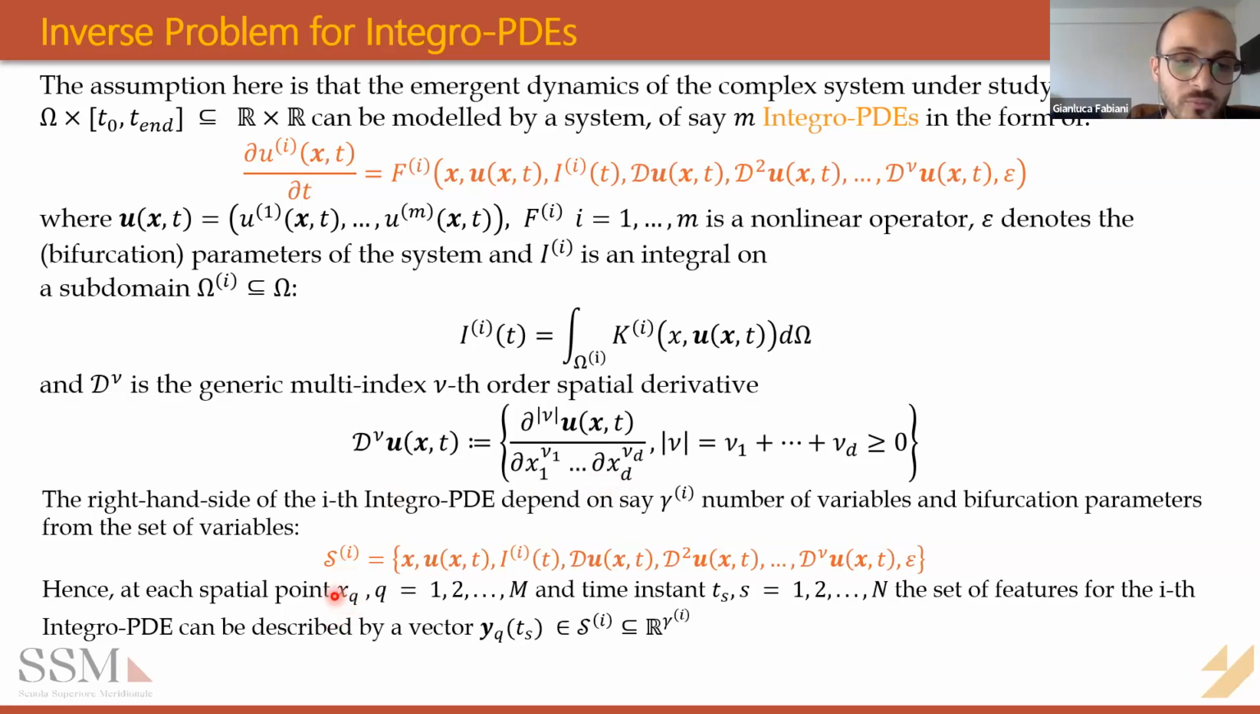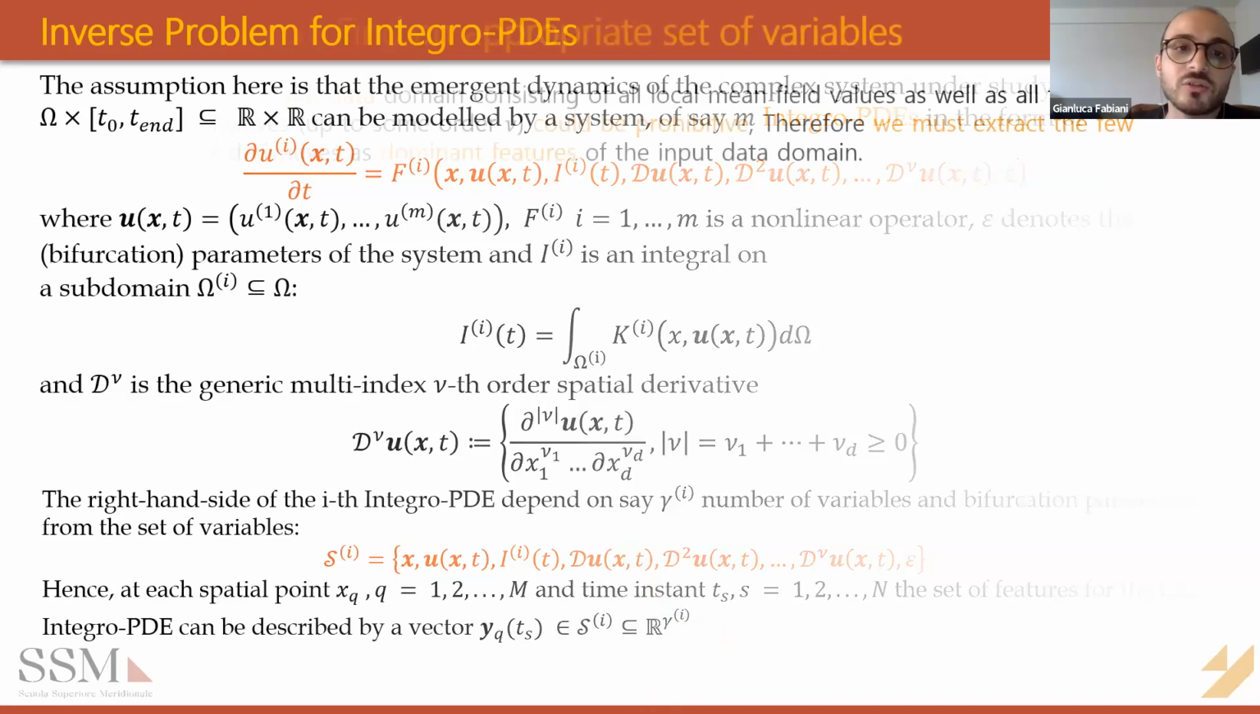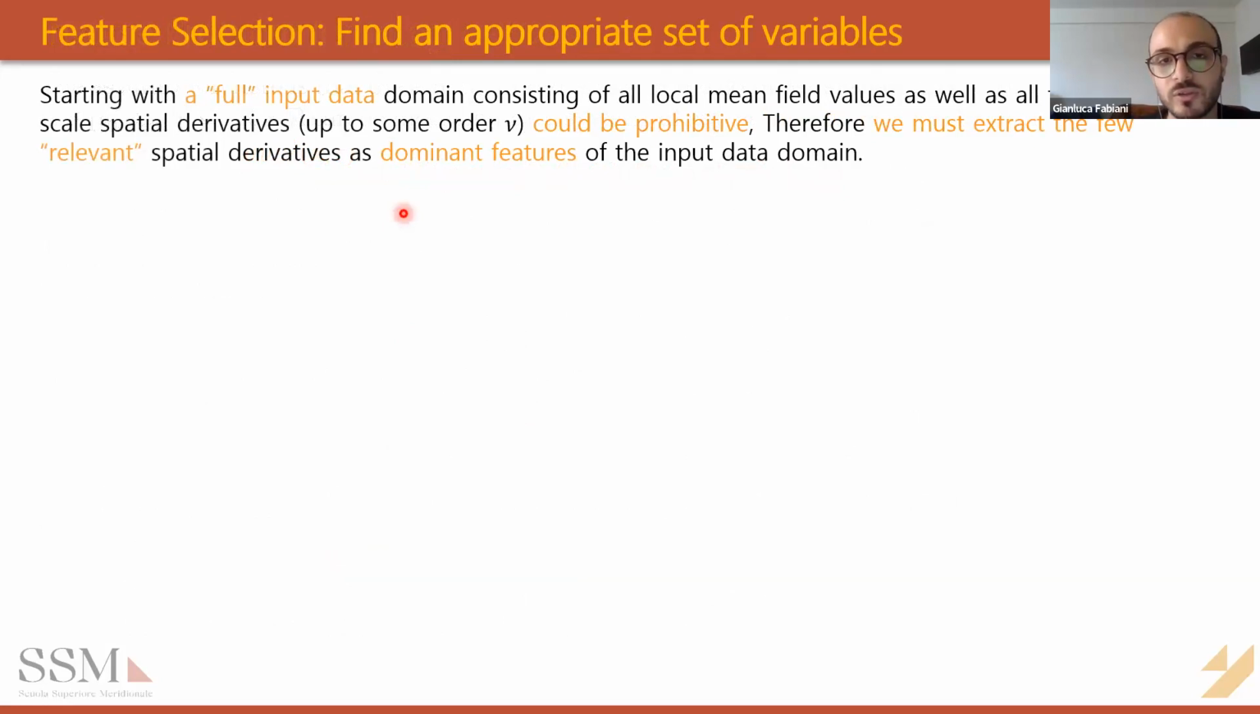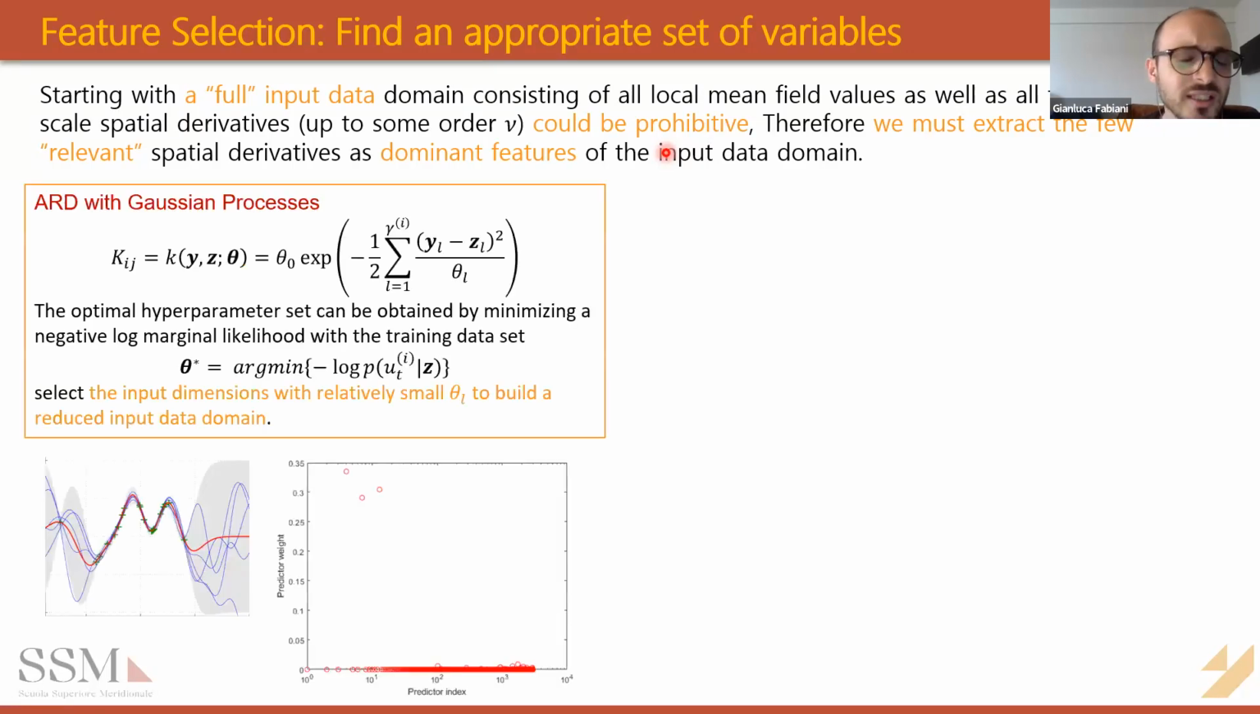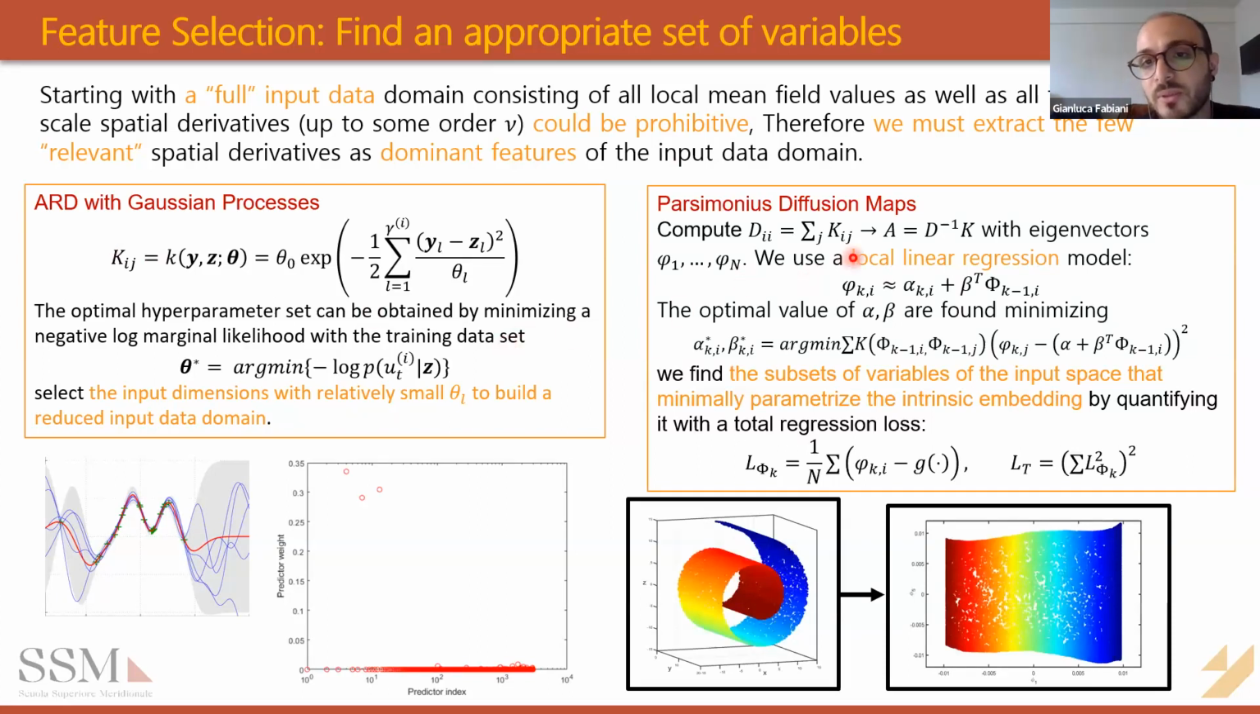And also we have data from solutions in space and time. So each point in space and time corresponds to one point in this high dimensional space. Starting from this full input data, this high dimensional space can be prohibitive, and we have to extract only the relevant spatial derivatives and the dominant features. This can be done in several approaches. We used automatic relevance determination with Gaussian processes, and also the parsimonious diffusion maps approach. In this way, we can minimally parameterize the dominant features and find the intrinsic embedding where these features live.